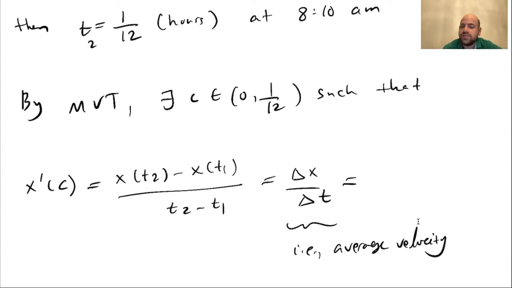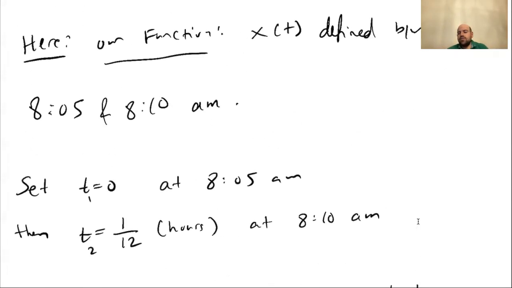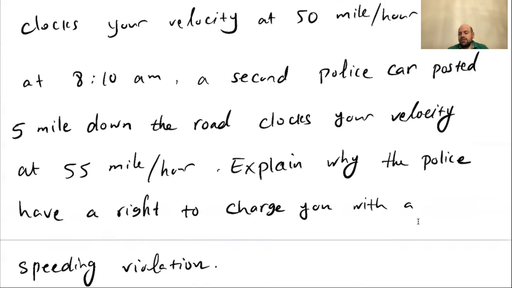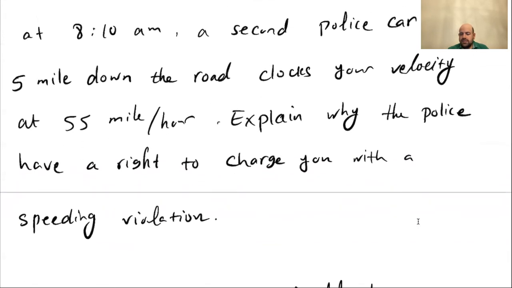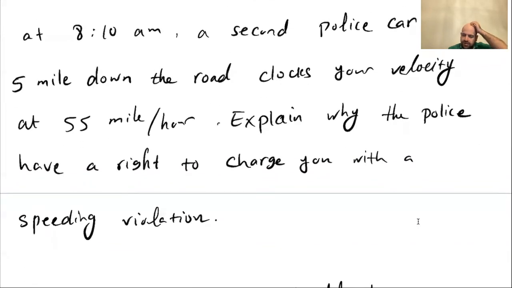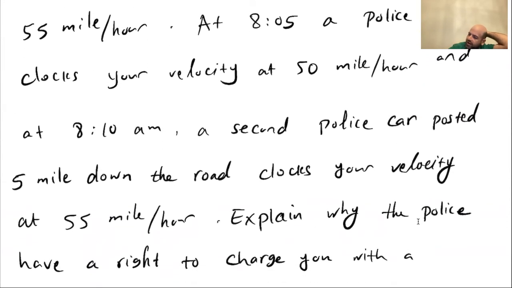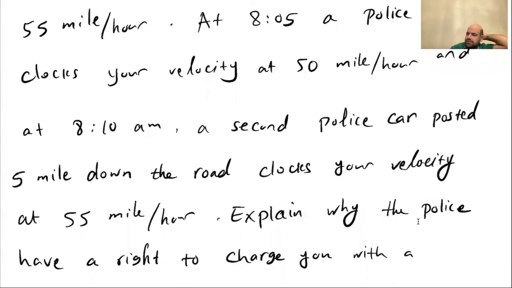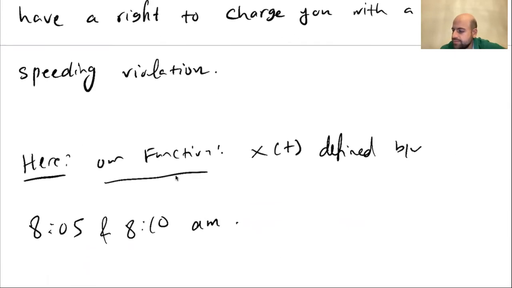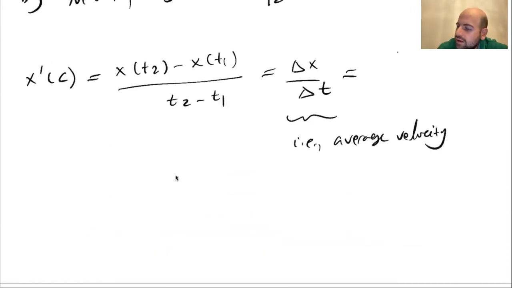How can I find average velocity? Delta x over delta t. How much does the car move in the time delta t, in 5 minutes, or 1 over 12 hours? It moves 5 miles. When you read the question, it says the second police car was posted 5 miles down the road. So delta x is 5 miles, and delta t, we said, is 1 over 12 hours. So that's 60 miles per hour.